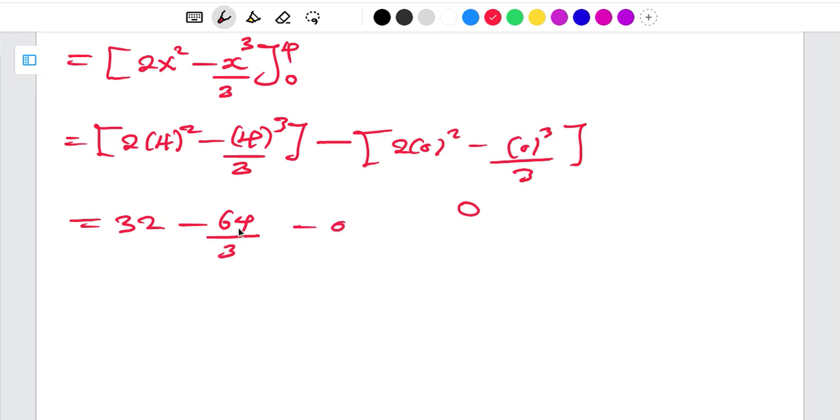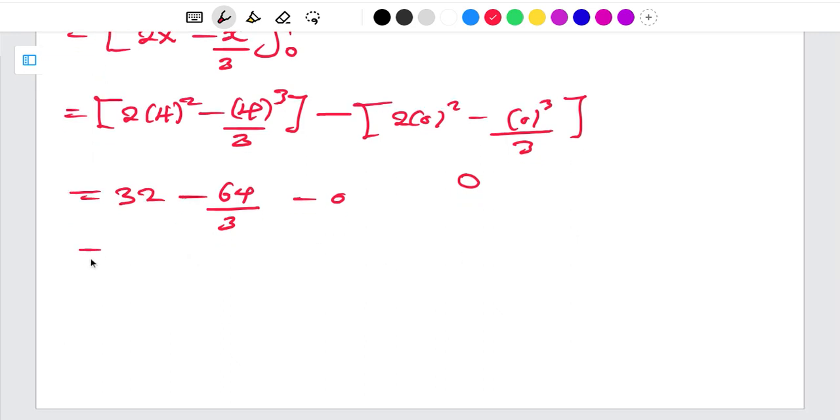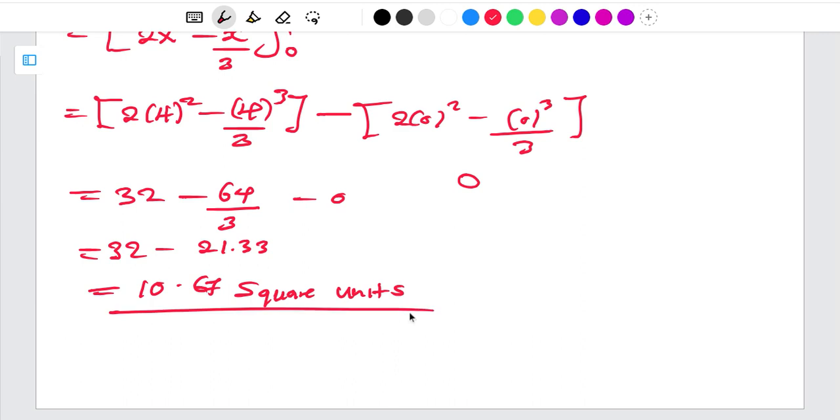So you know to say that 3 can go into 64. If we divide there, what are we going to get? We are going to get 21.33. Then when I subtract here, I'm going to get 10.67. Then this one has to be in square units. So square units. Then this is our final answer. So this is how you're supposed to answer this question.